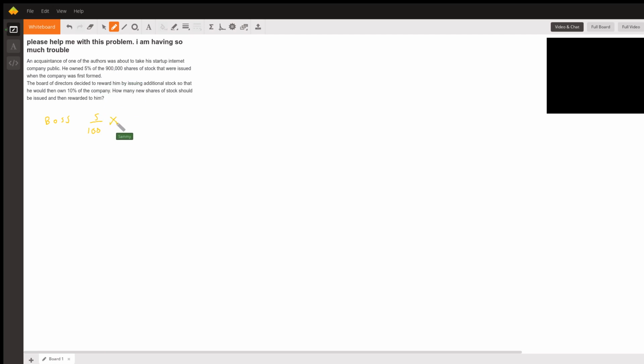So we can find out how many he has. It's just the 5 over 100 times 900,000 shares. You have two zeros here, so they can cancel with two zeros here. So you basically have 5 times 9,000, which is equal to 45,000 shares. So that's how much he has when the company first formed.